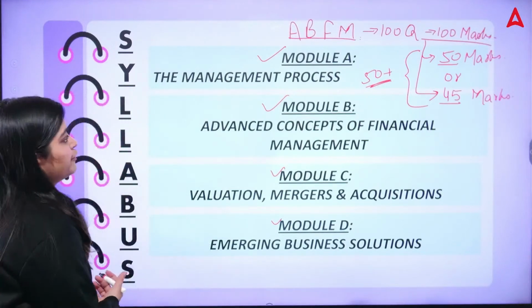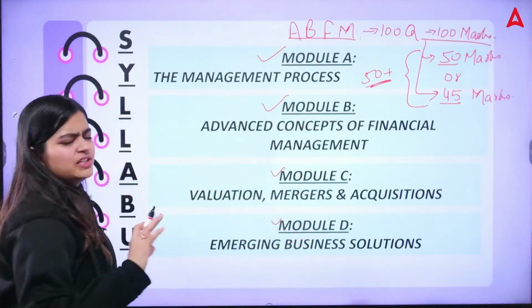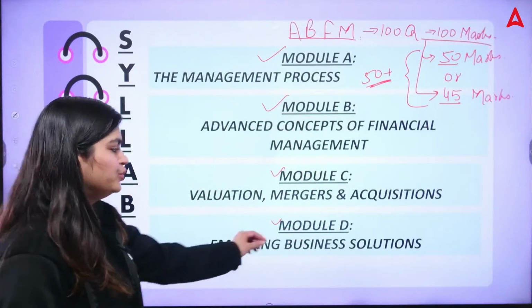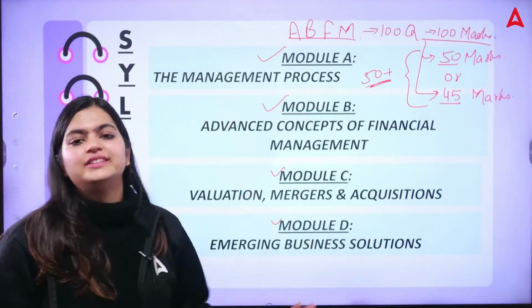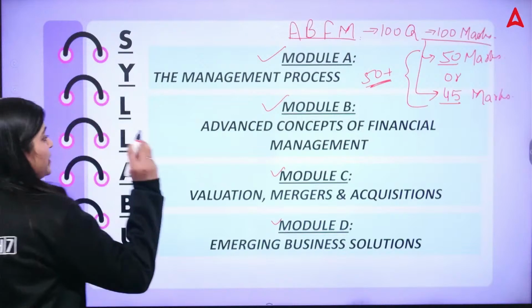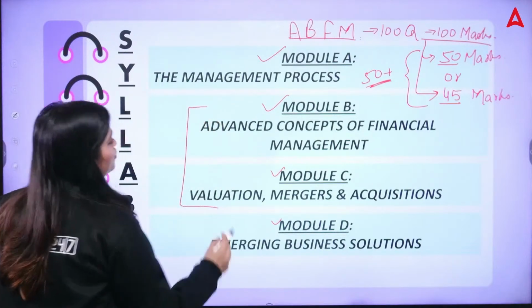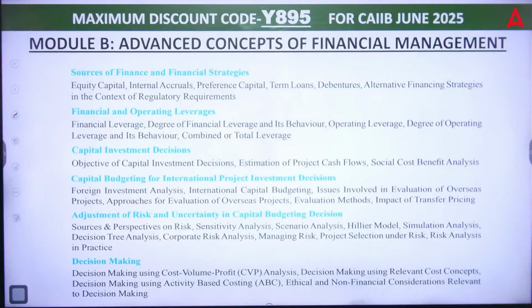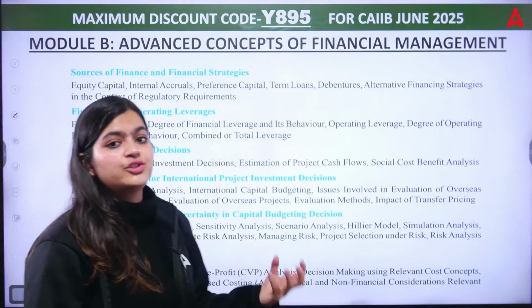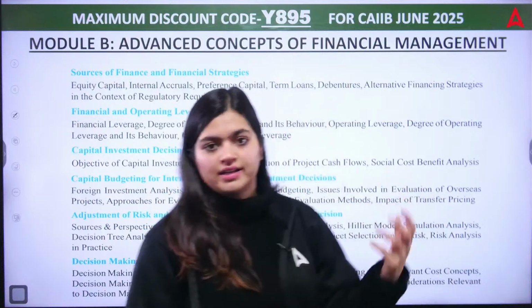If you talk about A and D, that is totally theory. From module D they can ask 1 or 2 questions, otherwise A is totally theory. Mainly the numericals are asked from these 2 modules, B and C. Chaliye, one by one we are going to discuss what B and C actually carry and what type of numericals they carry.